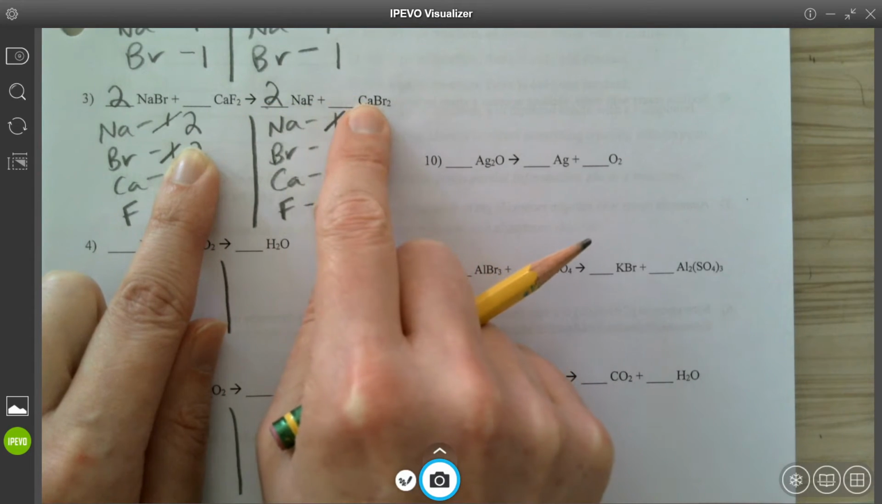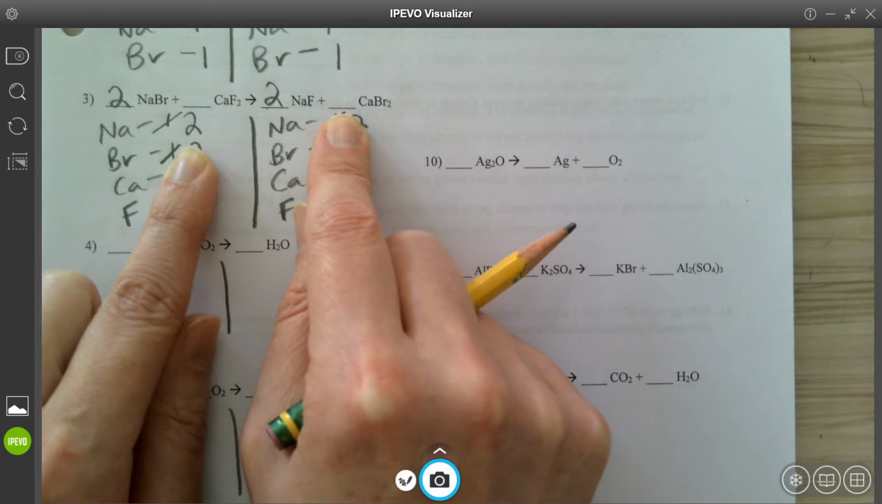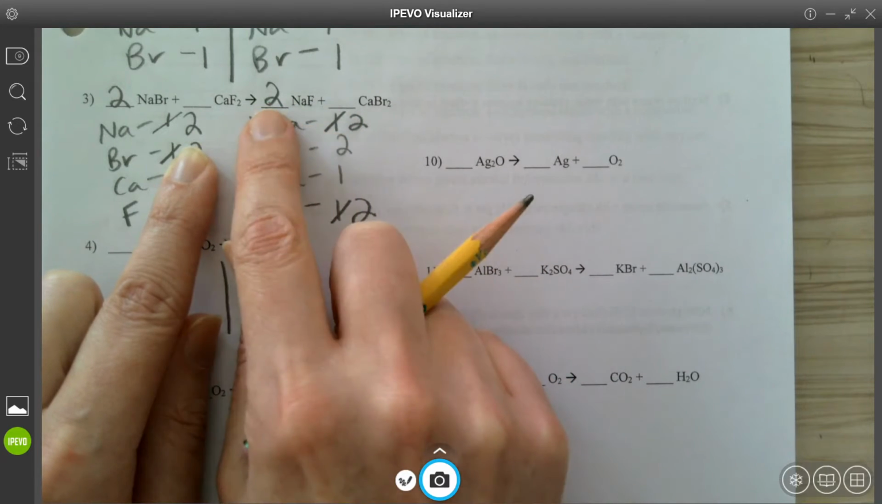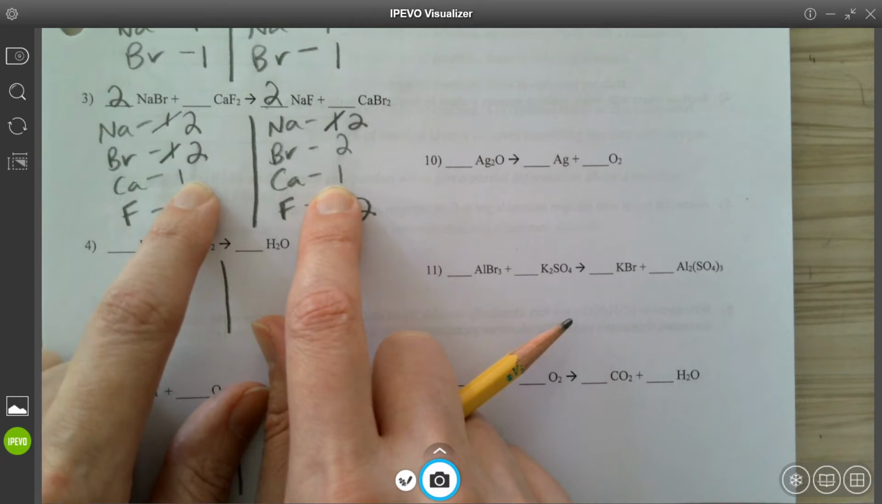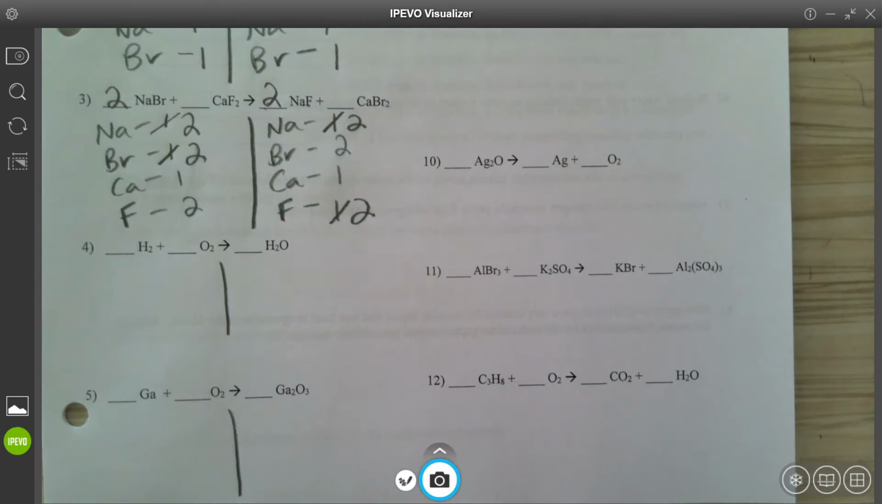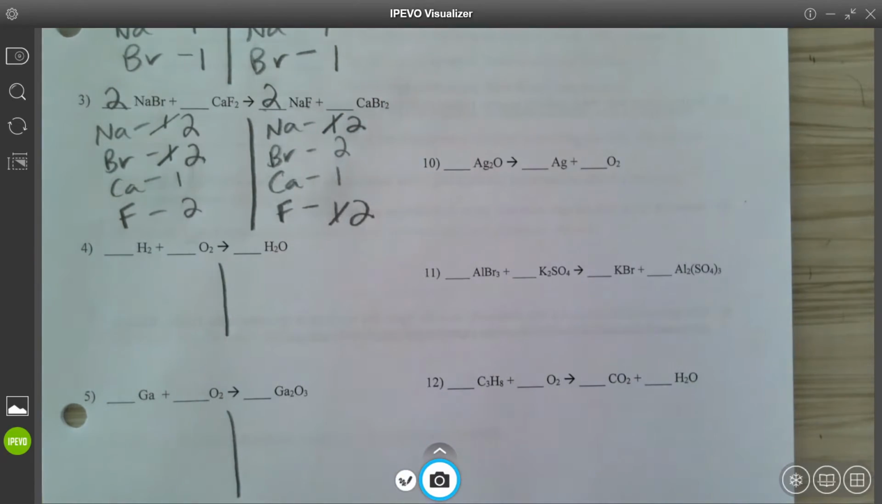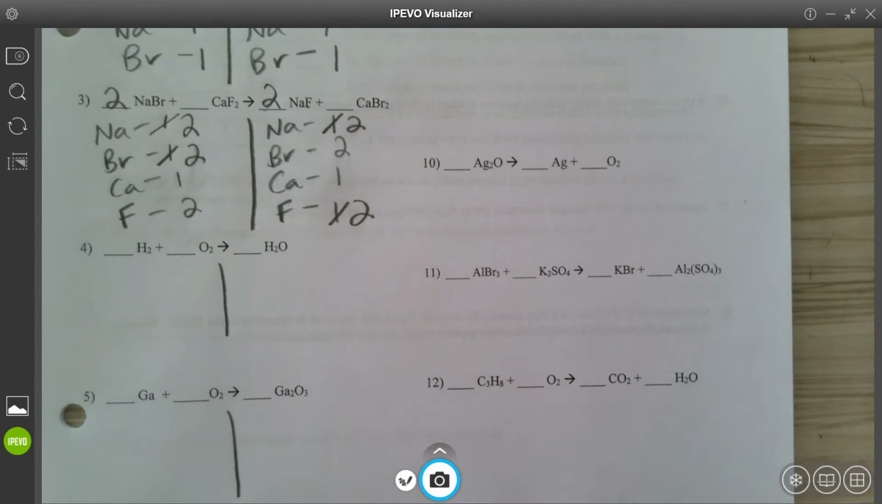This 2 does not affect this stuff over here. This has its own coefficient, which is right now a 1, because there's nothing in the blank. But by fixing the NAs, we also fix the Fs. So the NAs are equal, BRs equal, CAs equal, Fs are equal. So we're good. You can leave those blank, or you could put a 1 in the blank, but no one really does that. A blank not having a coefficient is the same thing as having a coefficient of 1.